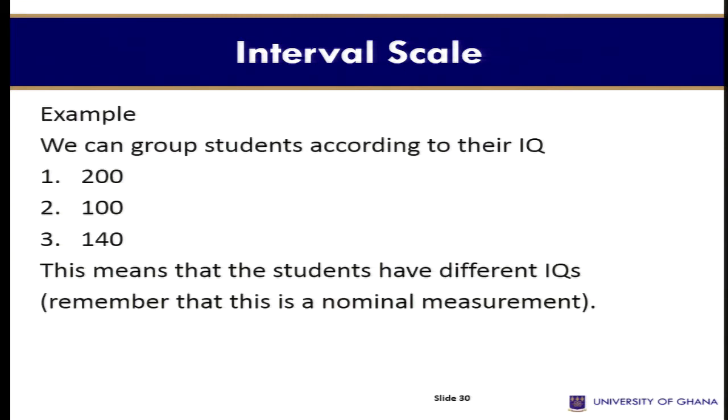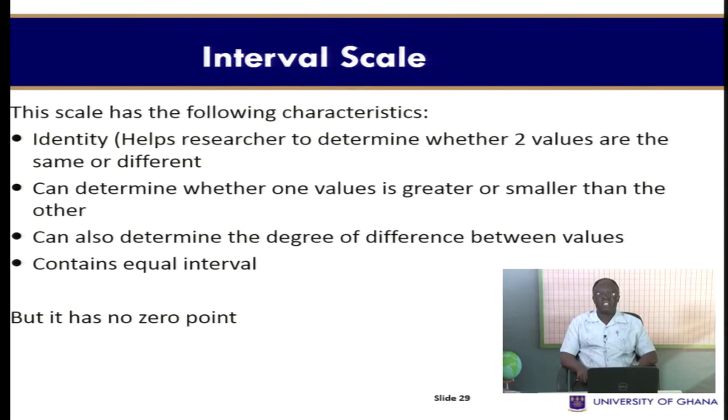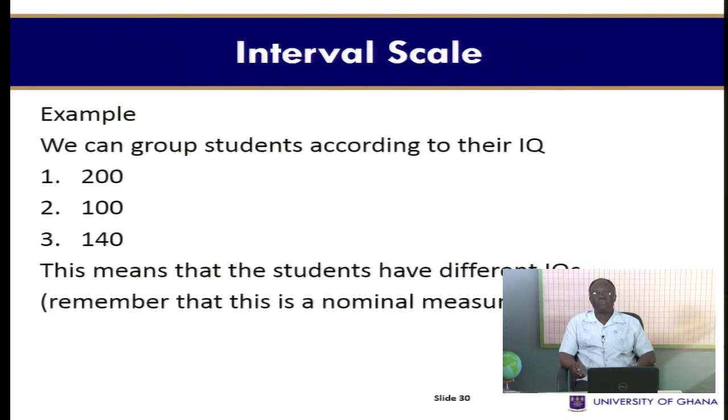So the interval scale has all the properties of the nominal scale. It has all the properties of the ordinal scale, in addition to its own property, which is that it can determine the degree of difference between the values, and it has equal intervals, but it has no natural 0 point. Example, we can group students according to their IQ: 1, 200; 2, 100; and then 3, 140.